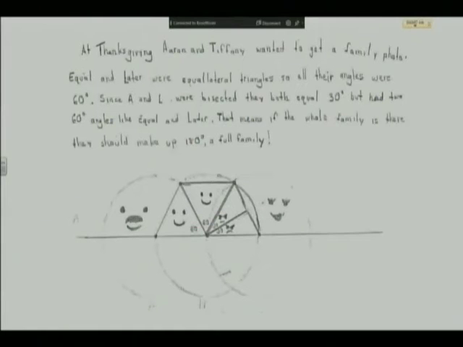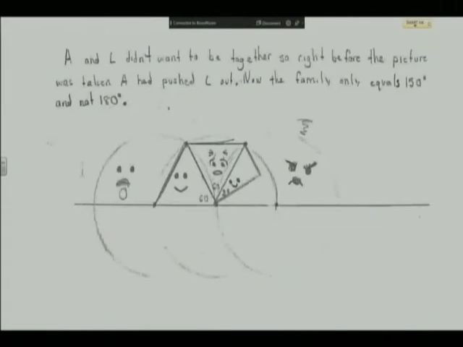At Thanksgiving, Aaron and Tiffany wanted to get a family photo. Equal and Ladder were equilateral triangles, so all of their angles were 60 degrees. Since A and L were bisected, they both equaled 30 degrees, but also had 60-degree angles like Equal and Ladder. That means if the whole family is there, they should make up 180 degrees, a full family. A and L didn't want to be together, so right before the picture was taken, A pushed L out. Now the family only equals 150 degrees and not 180. Thank you.